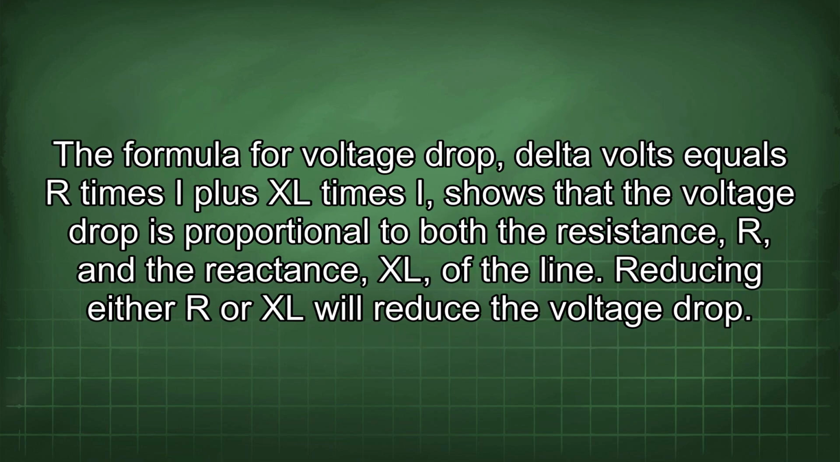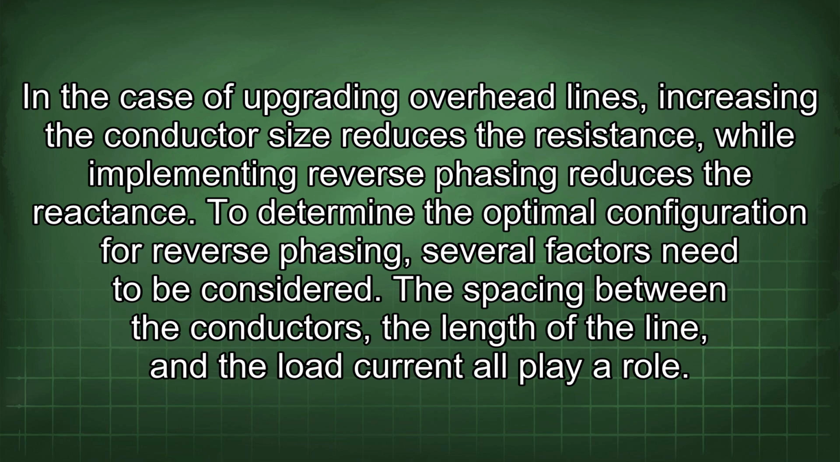The formula for voltage drop, delta volts equals R times I plus XL times I, shows that the voltage drop is proportional to both the resistance, R, and the reactance, XL, of the line. Reducing either R or XL will reduce the voltage drop. In the case of upgrading overhead lines, increasing the conductor size reduces the resistance, while implementing reverse phasing reduces the reactance. To determine the optimal configuration for reverse phasing, several factors need to be considered.